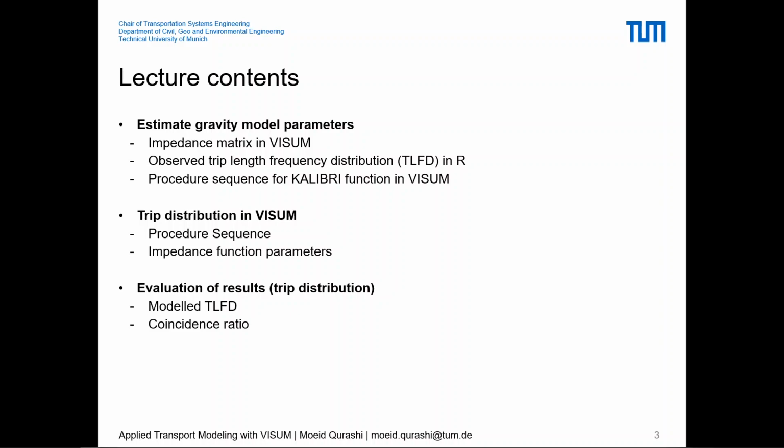The third step is to evaluate the results that we have. This would be a comparison between the observed TLFD that we got from the trip survey versus the modeled TLFD. When we convert the model into an OD matrix, we also have a TLFD from the model. We'll get into details for this, and we will also extract a coincidence ratio between the modeled and observed TLFDs to understand how well we were able to replicate the behavior from the trip survey in the model.